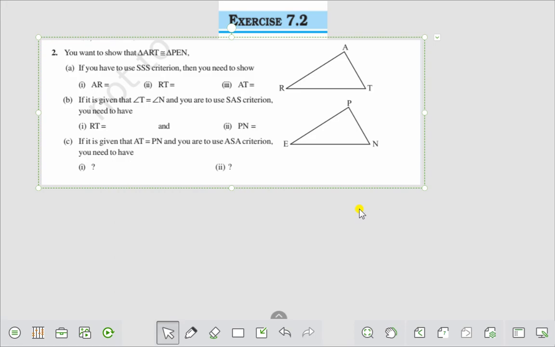Hello everyone. Today I shall discuss exercise 7.2 question number 2. Here you see question number 2 is you want to show that triangle ART is congruent to triangle PEN.